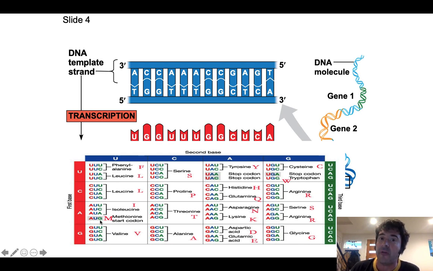So think about that for an exam. If you're giving me the product of transcription, which is mRNA, and then of translation, which is a protein, if your mRNA doesn't start with AUG and that protein doesn't start with the amino acid methionine, you might have done something wrong.